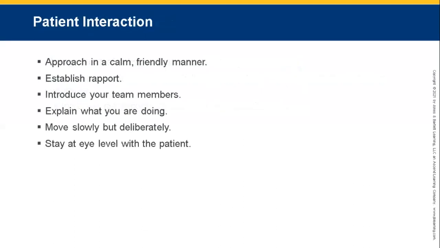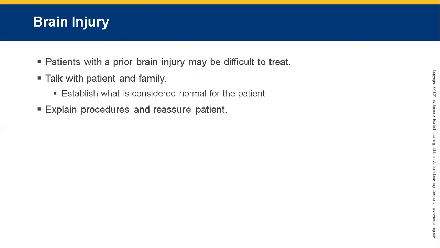Patient interaction. So when approaching a patient with Down syndrome, approach in a calm manner, be very friendly, establish rapport, introduce your team members, explain what you're doing, move slowly but deliberately, stay at eye level with the patient. Brain injury. Patients with a prior brain injury may be difficult to treat. Talk with the patient and family. Establish what is considered normal for the patient. Explain procedures and reassure the patient.